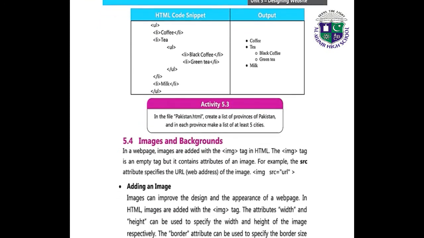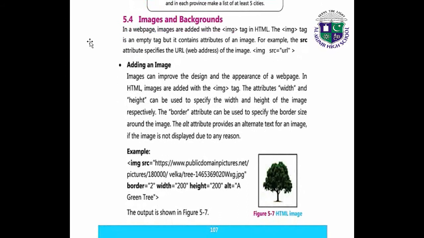Images and backgrounds. In a web page, images are added with the img tag. In HTML, the img tag is an empty tag, but it contains attributes for an image. For example, the src attribute specifies the URL, the web address, of the image. Adding images can improve the design and appearance of a web page.